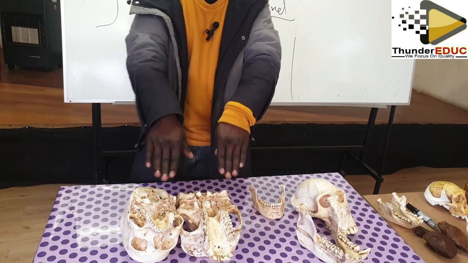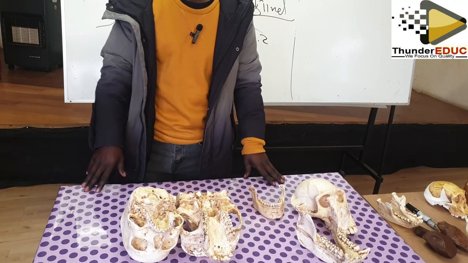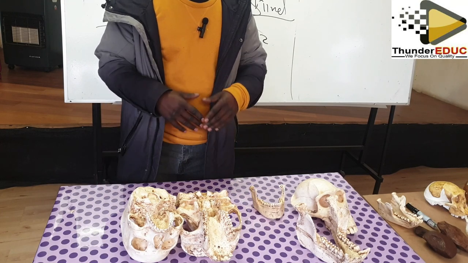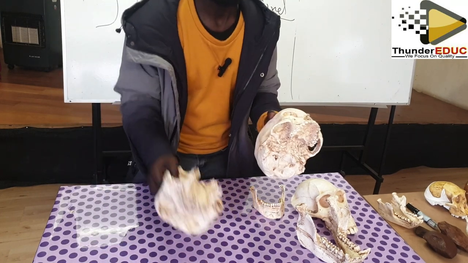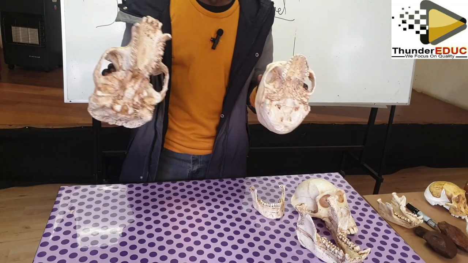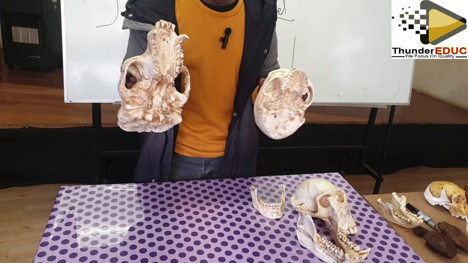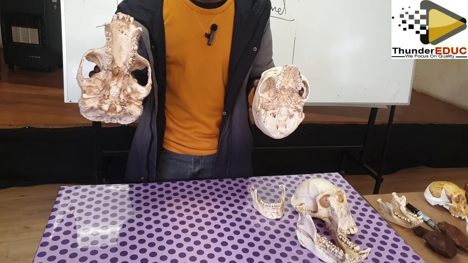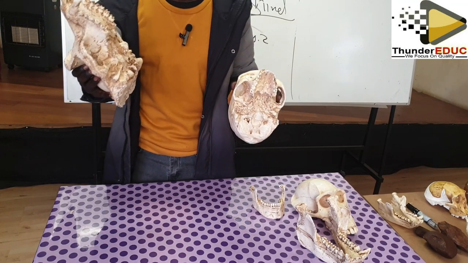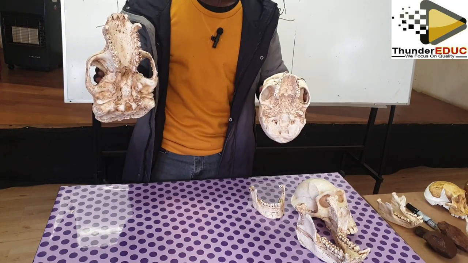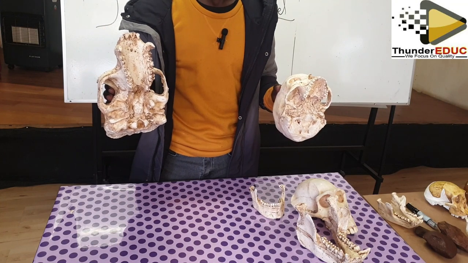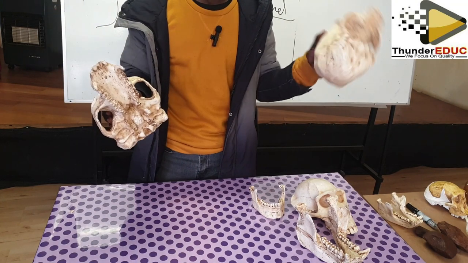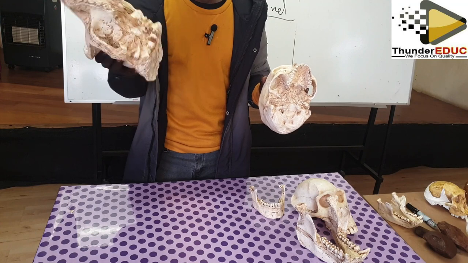If you look at these two, are you seeing them? Okay, let me do it like this so that you see clearly. Do you see them now? Look at the teeth. What do they tell you about the dentition? What do they tell you about the diet they are feeding on? A, B, what are they feeding on?